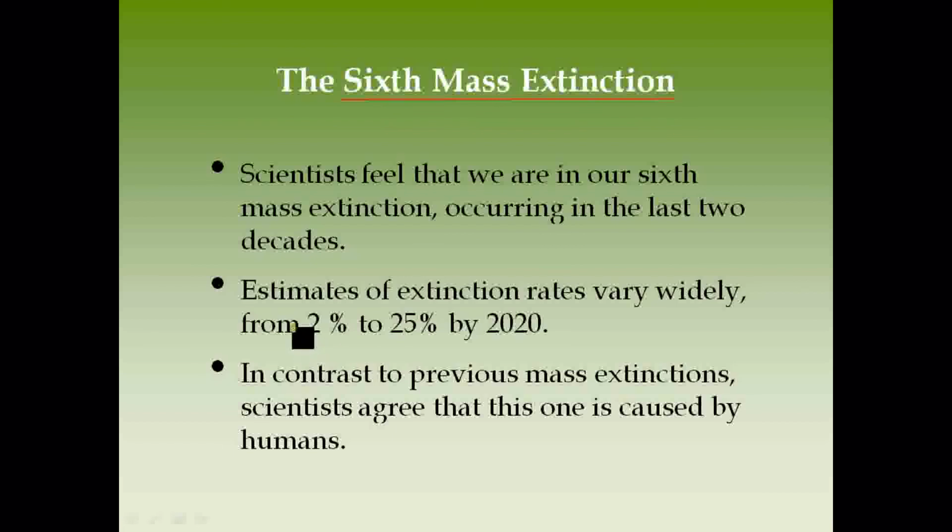The estimates are between 2 and 25% of all of the species, all 2 million that we've identified so far, could be extinct by 2020. And of course, scientists agree that this is probably caused by our human footprint. Too many people, and we're doing too many things, whether it's our technology, our burning of fossil fuels, our usage of water, the destruction we do to the water cycle. All those things, depending on the species, can be contributing towards what most scientists agree is a sixth mass extinction.